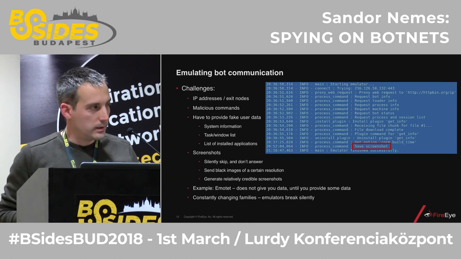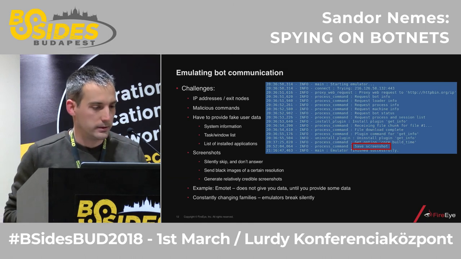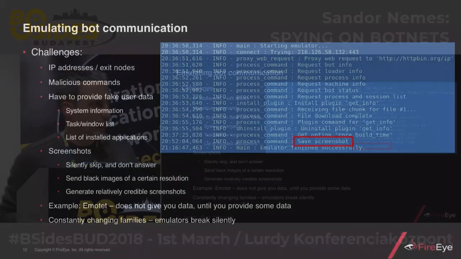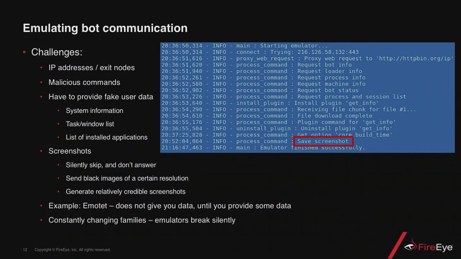So emulating bot communication has its own challenges. Obviously, we can't use the same IP address for all our bot emulators because that would raise the suspicion of the bot operator that all the victims are connecting from the same IP address. We emulate a lot of samples, like thousands of samples at the same time. So we need to maintain a big pool of IP addresses through the Tor network and VPNs as well.